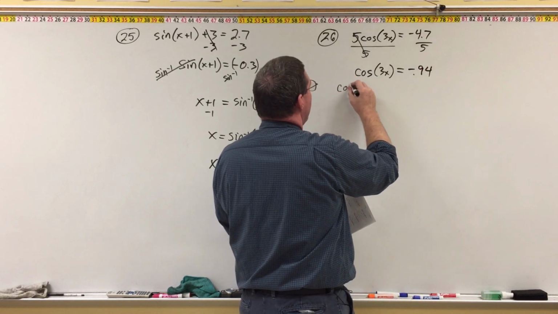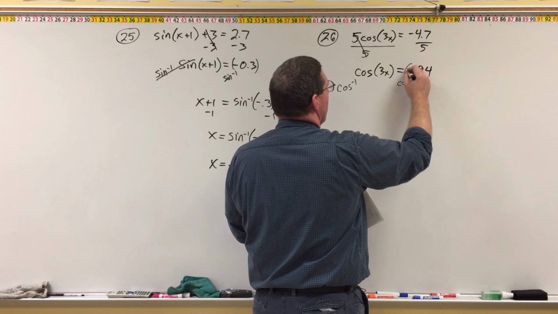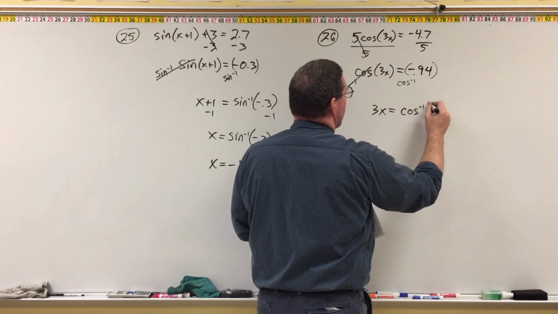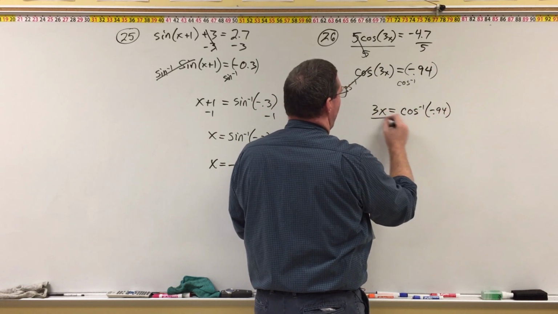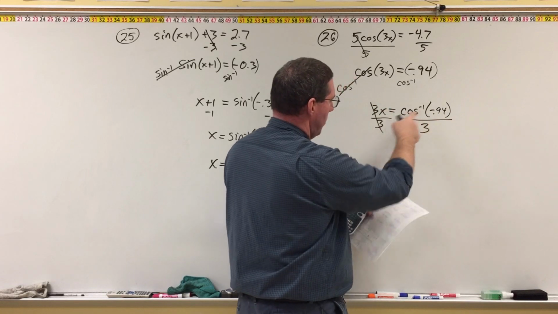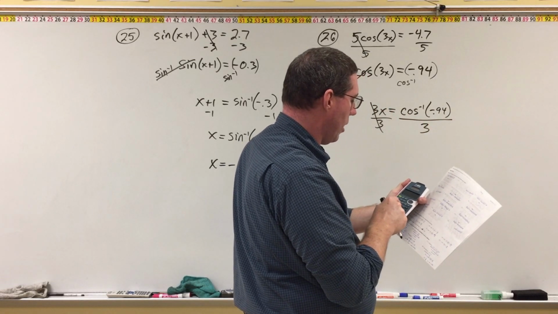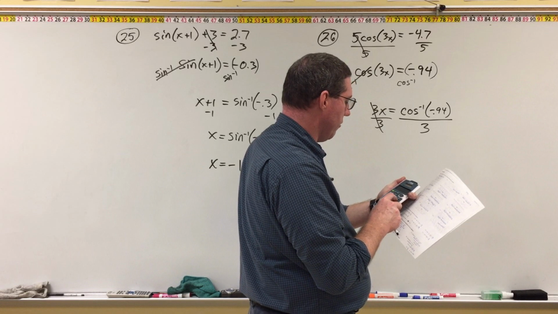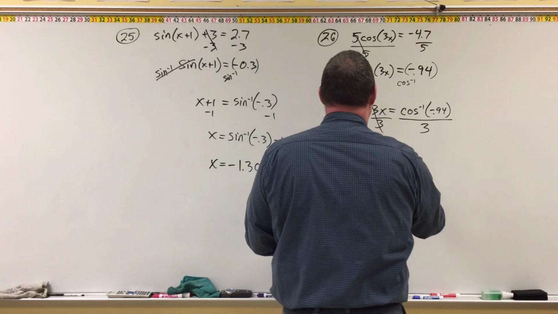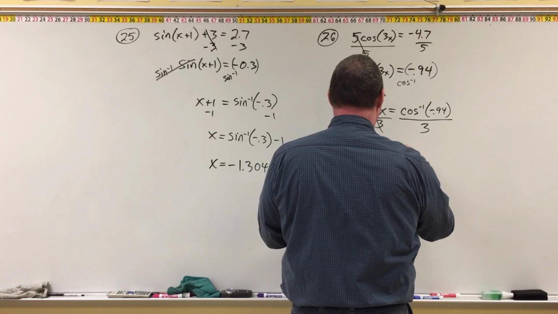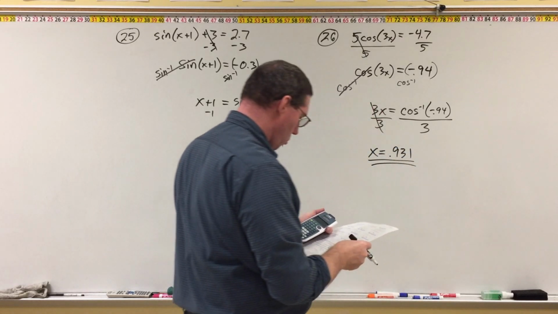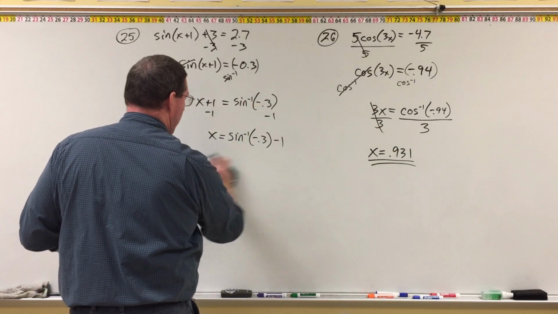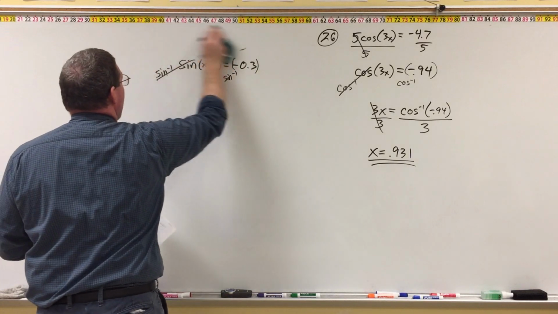Okay, now I can do cosine inverse to both sides, cancel the cosine, carry down the 3x is cosine inverse of negative 0.94, divide by 3, and now we can key that in the calculator. Second cosine gives me cosine inverse of negative 0.94, close parenthesis, enter. Then I'm going to divide by 3, enter, and I get x is equal to 0.931, which is what I put on the review, the key for the review. All right, let's try question number 27.